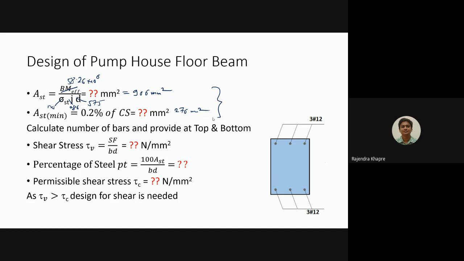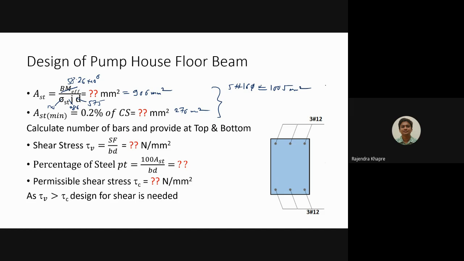16 चे 5 करा. ठीक है. So we can provide something like 16 dia, rather 5 numbers 16 mm dia bars. ठीक है. AST इसका कितना आ रहा है? How much is equivalent AST? 1005 mm square. ठीक है.